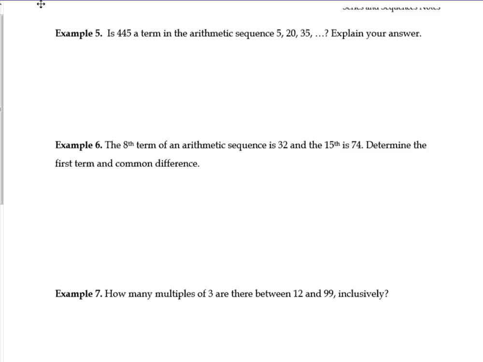So, first question here is: is 445 a term in the arithmetic sequence? We could just follow the pattern and keep going and find out, but that's very tedious. What's one way we can figure out if it is a term?